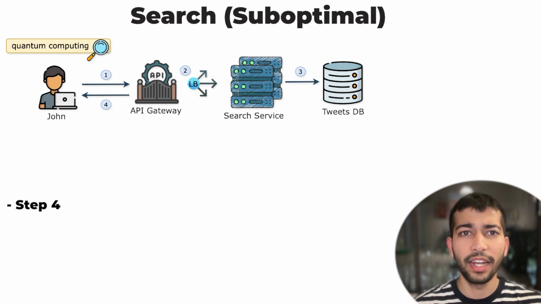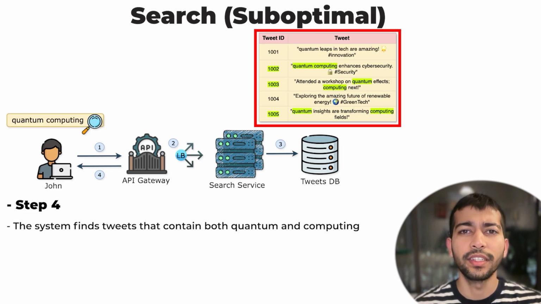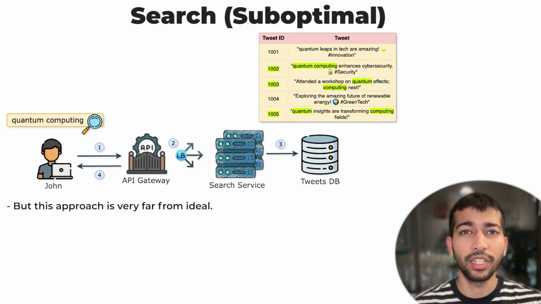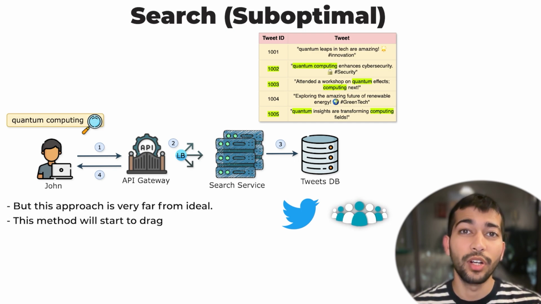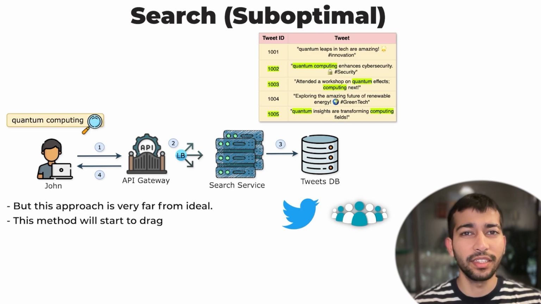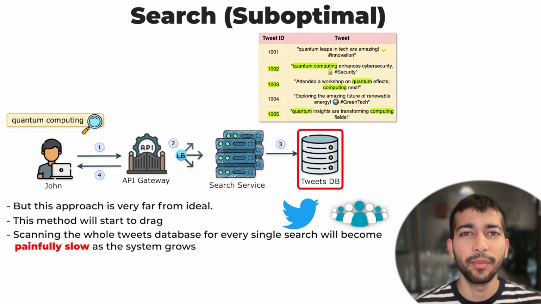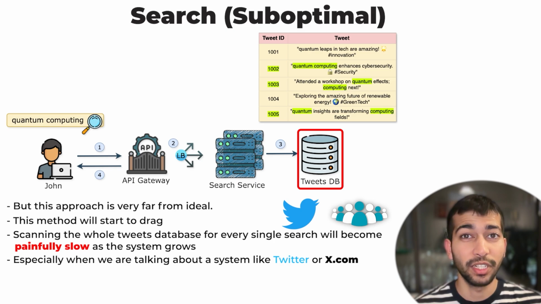Step 4. After scanning the database, the system finds tweets that contain both quantum and computing. These tweets are then sent back to John as search results. John gets this result, but this approach is very far from ideal, as we have seen. As the number of tweets and users grows, this method will start to drag. You might have guessed it: this approach definitely works, but it's far from optimized. Scanning the whole tweets database for every single search will become painfully slow as the system grows, especially when we are talking about a system like Twitter or X.com.